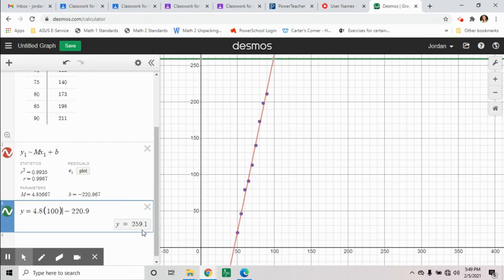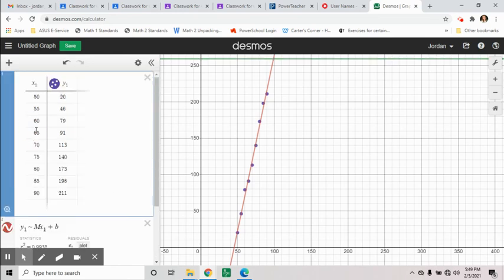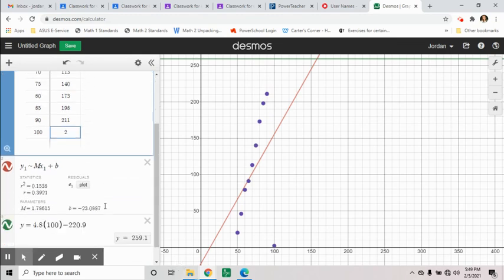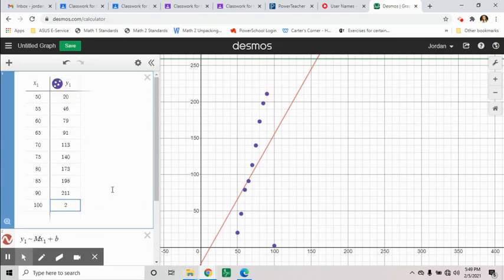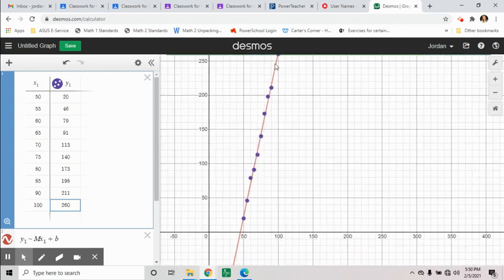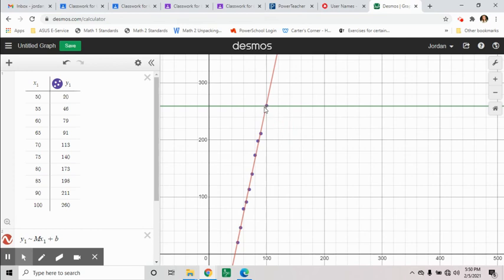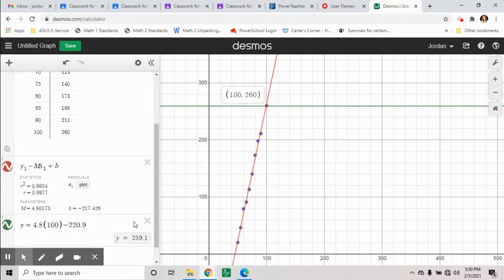So when the temperature is 100 degrees, there should be, what was our answer? 260 chirps. And as you can see, let me zoom out some, that dot ended up going right there on our line. So it fits into this data, and that is correct. And we used the proper model.